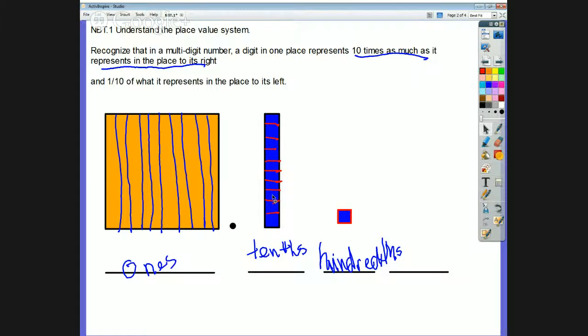We could also say that one of these tenths is 1/10 the size of this, because multiplying and dividing by 10 are inverse operations. So dividing by 10 is the opposite of being 10 times bigger. It takes 10 of these to make that, and also this is 10 times smaller than that. So it goes both ways.